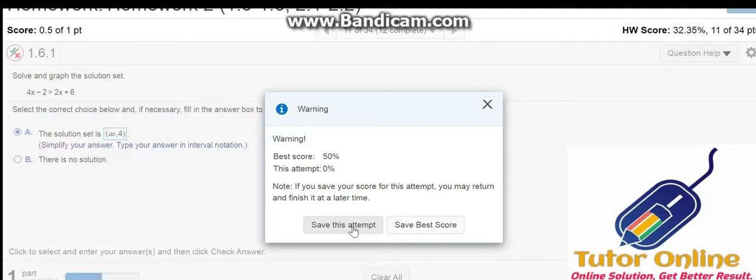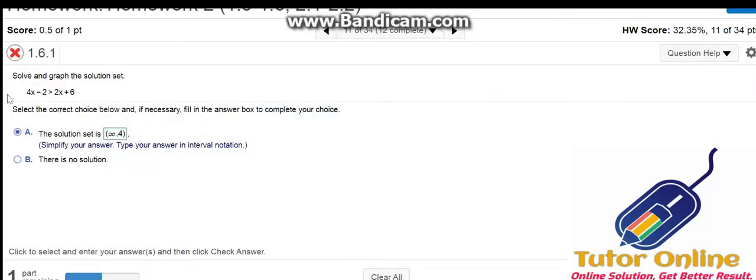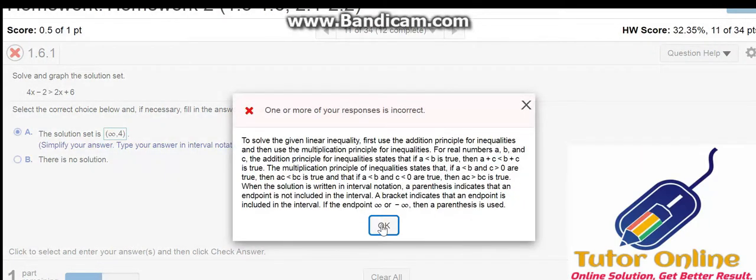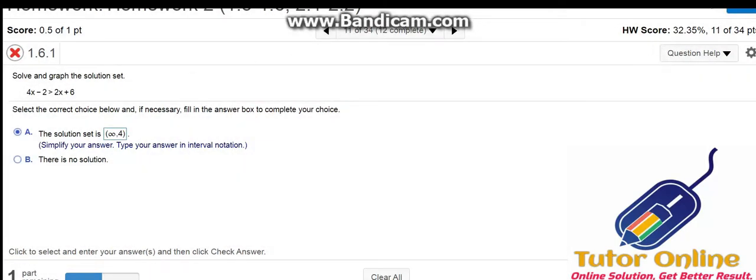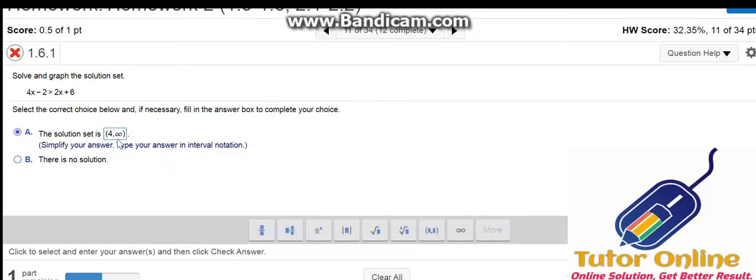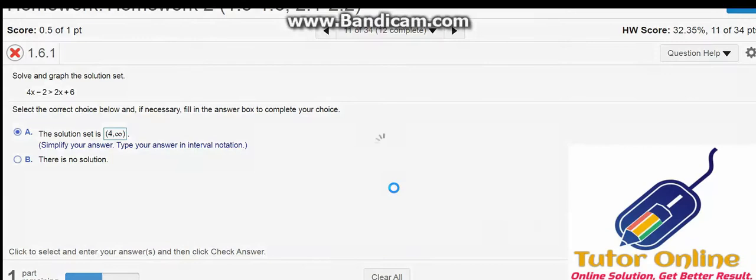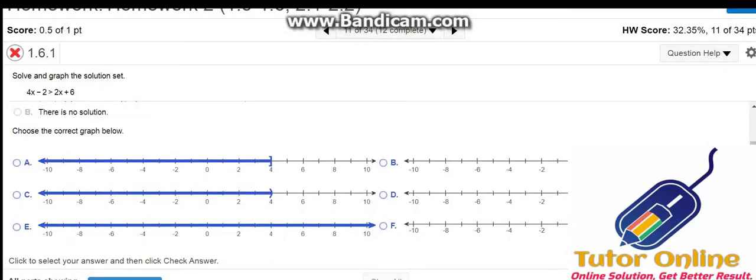So you will save this attempt. Sorry, I was a bit wrong here. We started from infinity to 4, but it is 4 to infinity. It's well done. So what will be the graph? The graph will be in section B. It's 4 and greater than 4.